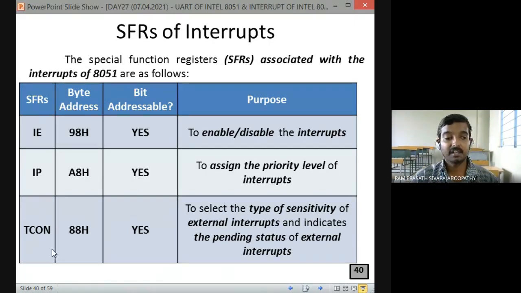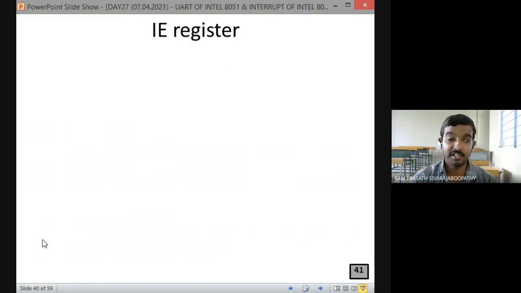Fine. Then what did I say about TCON? The lower 4 bits of TCON can be used to select the sensitivity of the external interrupt and indicate the pending status of the external interrupt. We studied them as the external interrupt flag bits. Correct? Yes. So IE stands for what? Interrupt enable register. IP stands for interrupt priority register. Even though we say TCON is the timer control register, the lower 4 bits of TCON are used for programming the interrupt also. Fine. First we will go with the IE register.